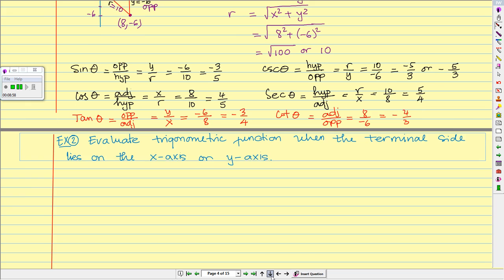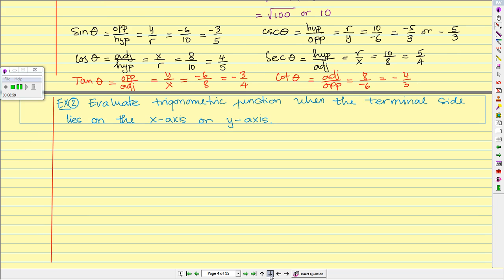Now let's move on to example 2. In example 2, we want you to evaluate a trigonometric function when the terminal side lies on the x-axis or the y-axis. So let me give you an example. Let's say we want you to evaluate sine of negative 180 degrees.